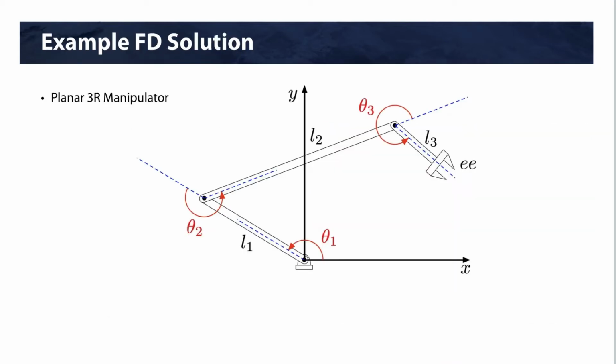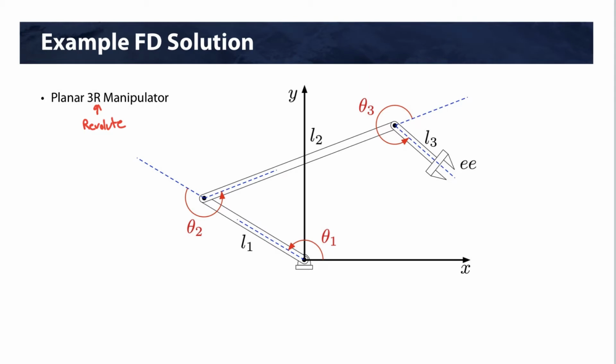The example we're going to use is the planar 3R manipulator, where R denotes a revolute joint. So this is a 3-joint revolute jointed planar manipulator. Here's joint 1, joint 2, and joint 3. And it operates in the plane, hence the name planar.